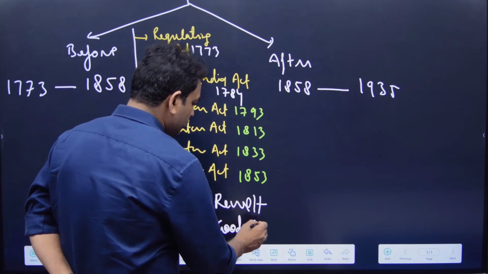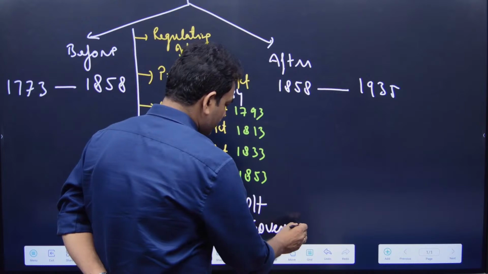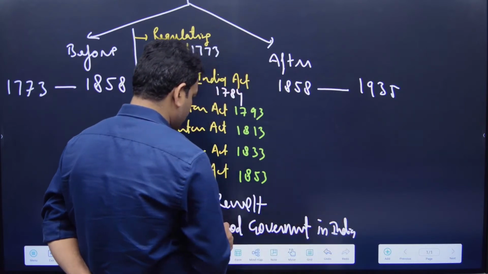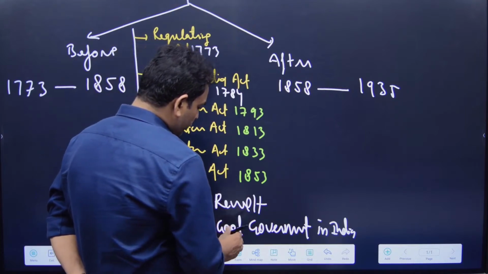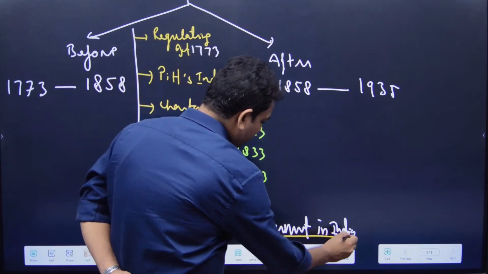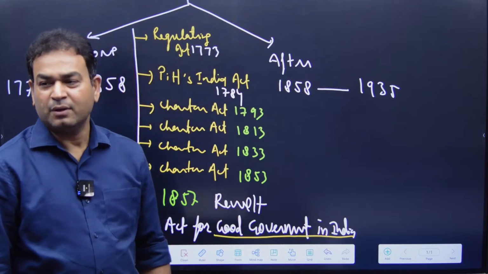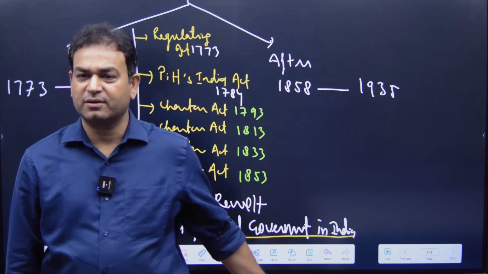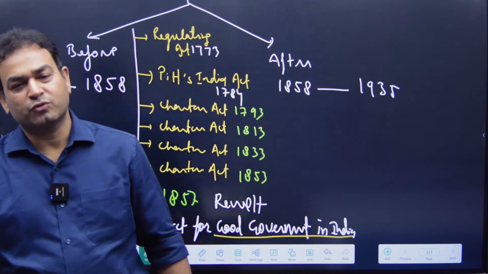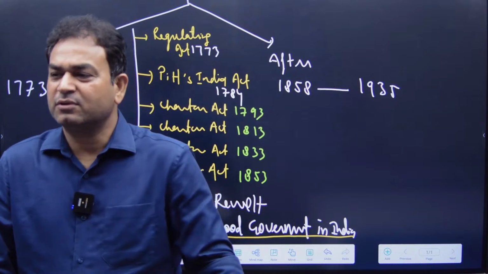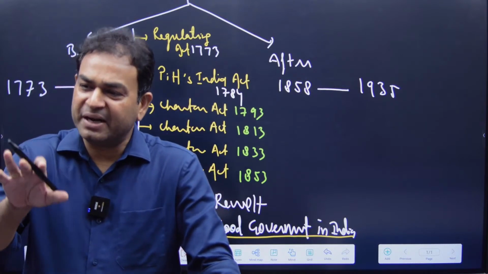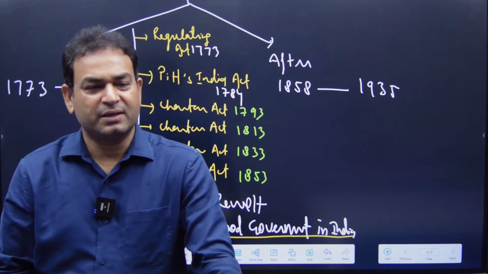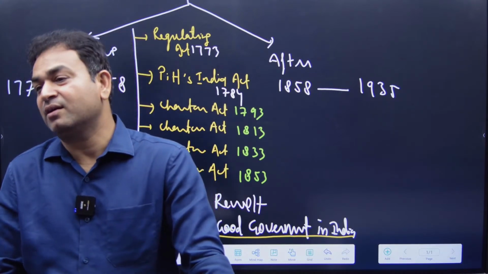Act for Good Government in India. It is also known as the Act for Good Governance in India. The good governance concept was used in an act for the first time. But here the term "good" was related to a better system being provided to the Indian people, that is, improvement in the government system.